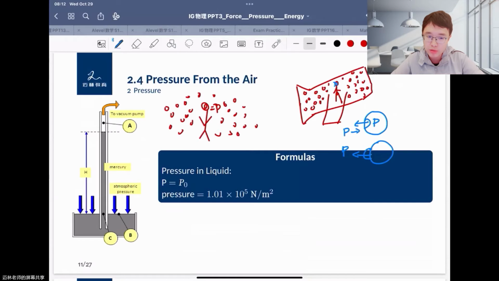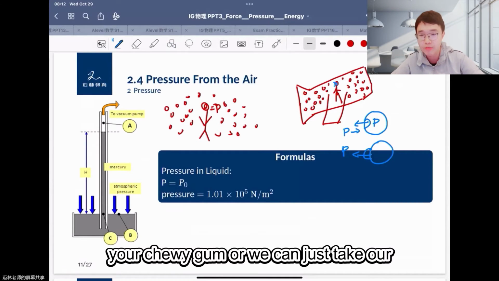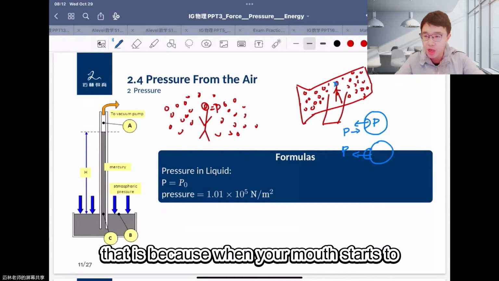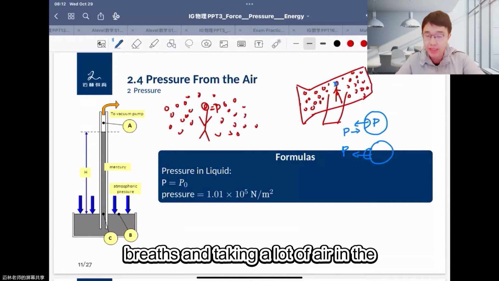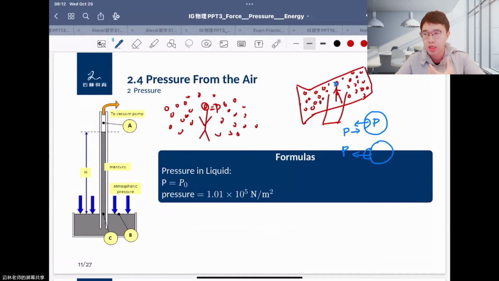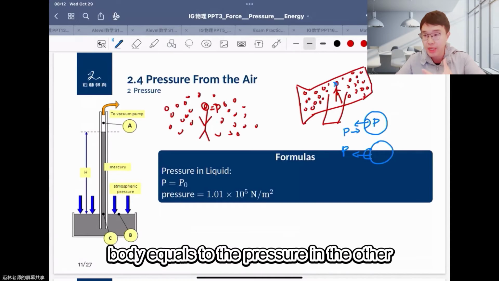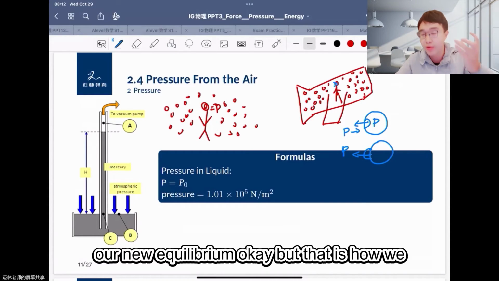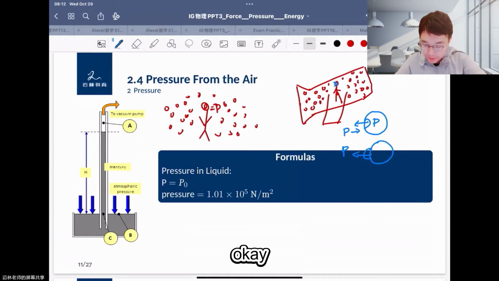So how to solve this problem? We can just use a chewing gum, or we can just take our breakfast or dinner, right? That is because when your mouth starts chewing, you take in a lot of air in the total cabin, right? And then the pressure in your body equals the pressure on the other side, and then we reach a new equilibrium. That is how we can solve this problem.